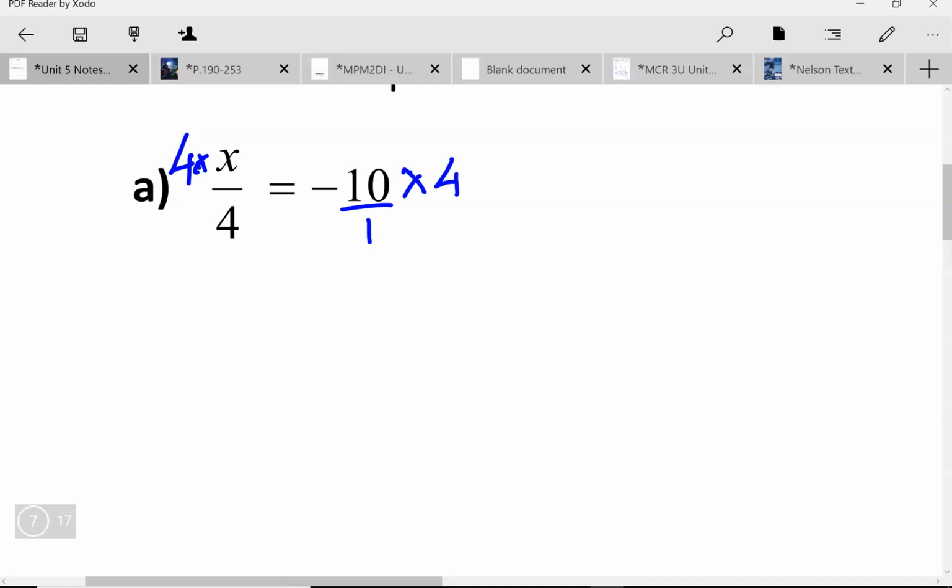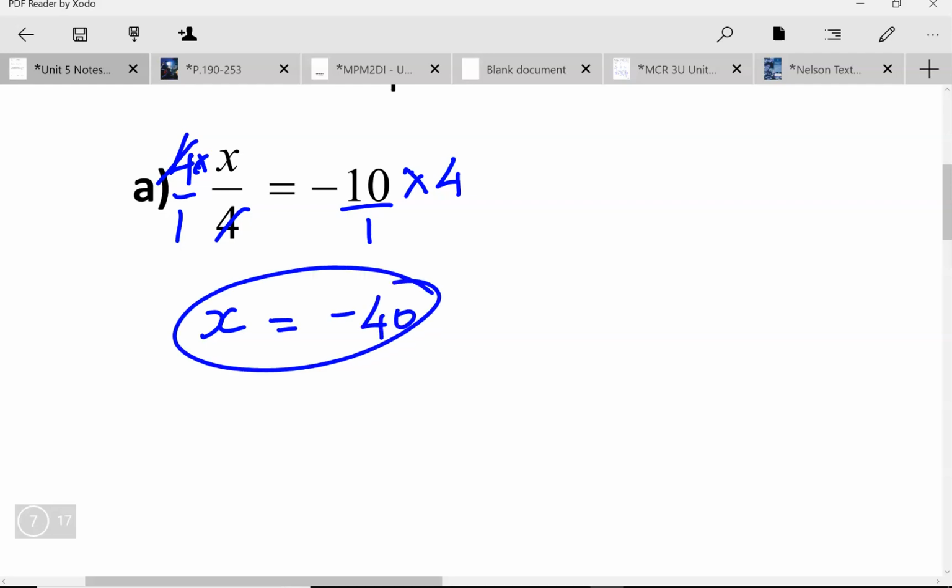Times 4 is just times 4 over 1, right? Multiply the numerators: 4 times x. You're going to do some cross-canceling here before you just do random multiplication. You can cross-cancel the 4 and the 4, so I'm left with an x. Negative 10 times 4 is negative 40. That's my answer.